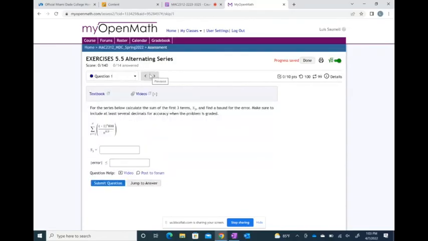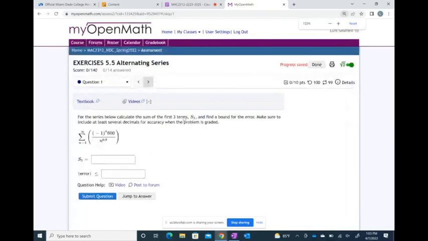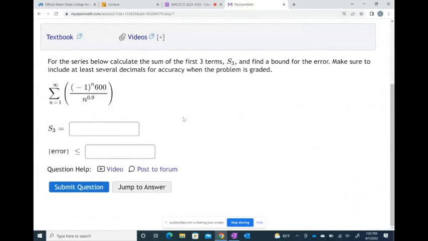Let's take a look at this first question, let's do this one. For this series, calculate the sum of the first 3 terms, S3, and then find a bound for the error. Okay, so this is an alternating series. Yes, this series converges because your a_n is 600 over n to the 0.9, right? So that's certainly decreasing. At some point, when n is big enough, the terms are going to start going down. Yes, it's going to be decreasing, and the limit of this is 0. Do you understand this? So this series converges.